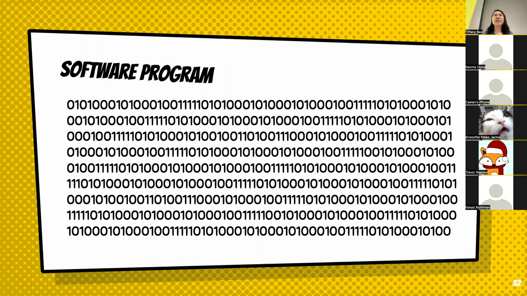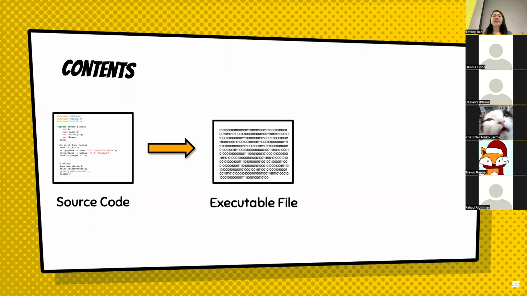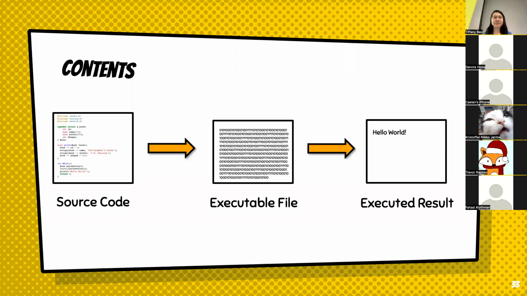Again, we know that our programs are all composed of binaries. How do we generate those binaries? When we write a program, we usually just write it as source code. Then some tool helps us convert the program from source code to a so-called executable file, which is in binary, zeros and ones. Later on, we execute it and we get the output, which is something that we programmed in our source code.